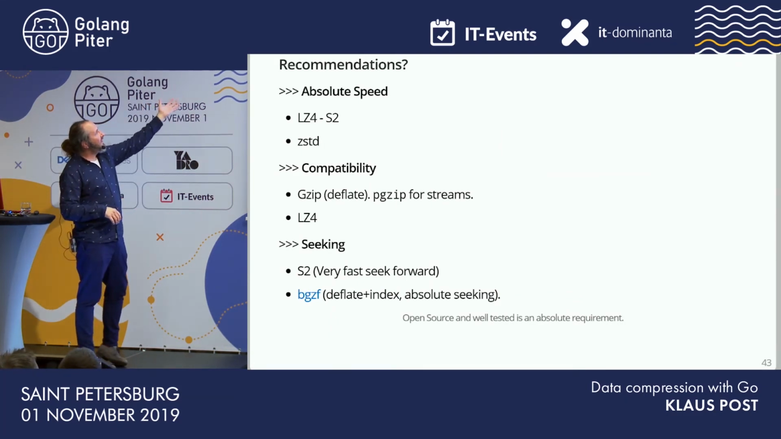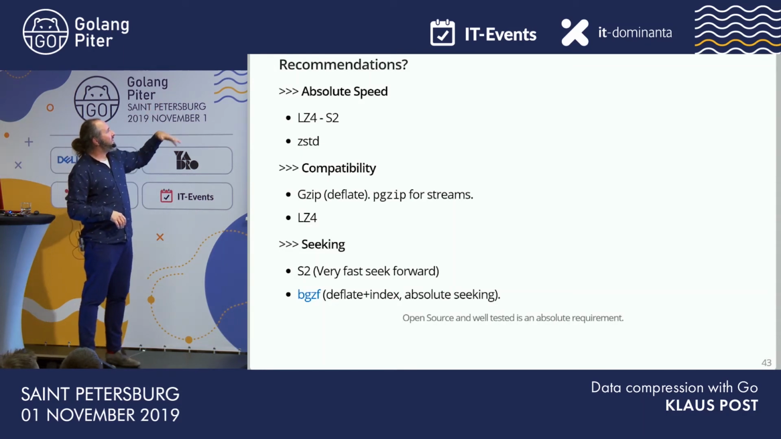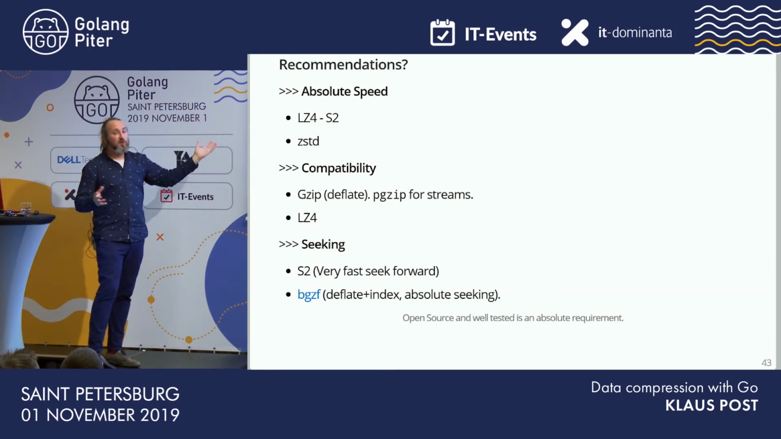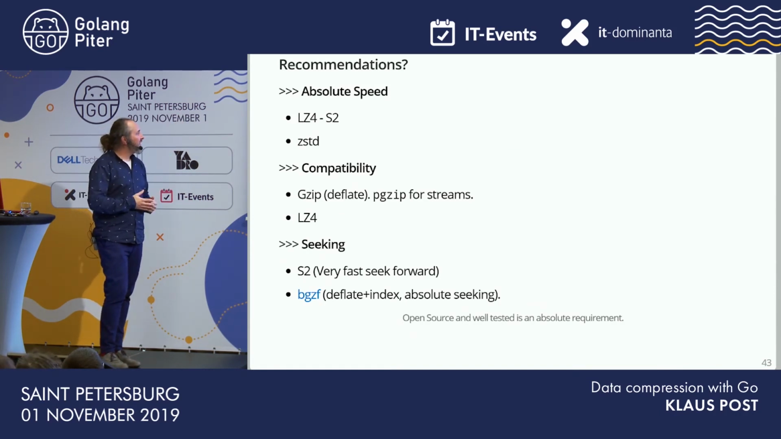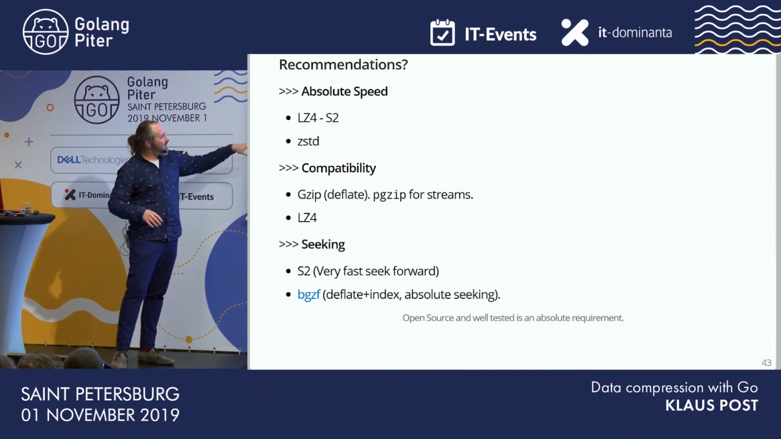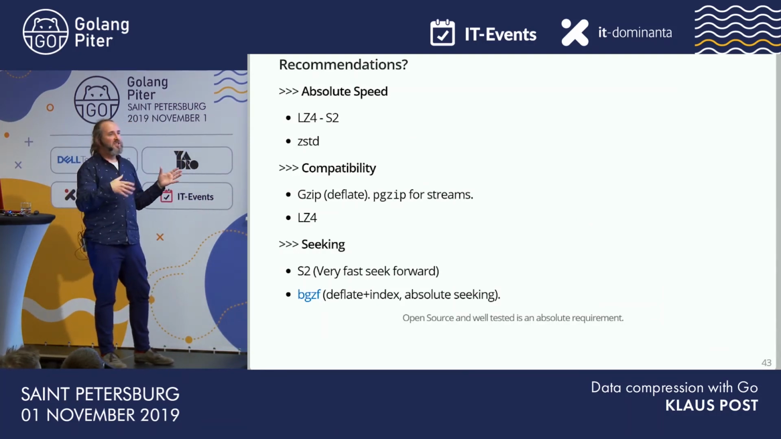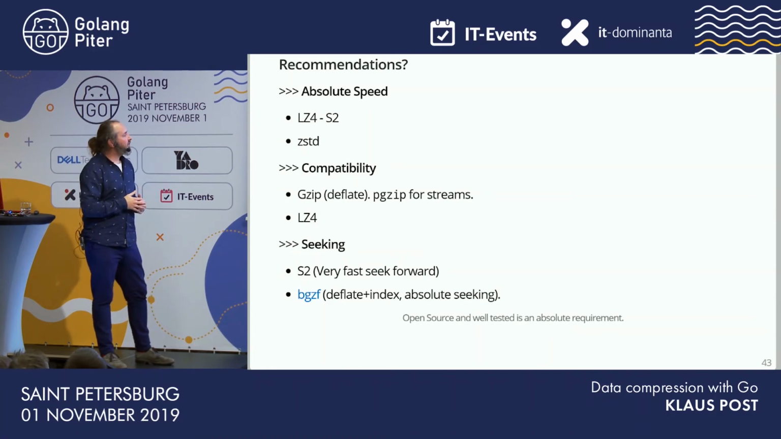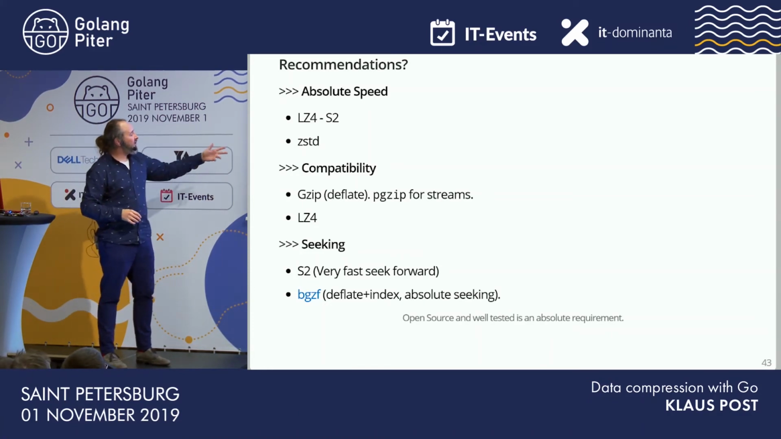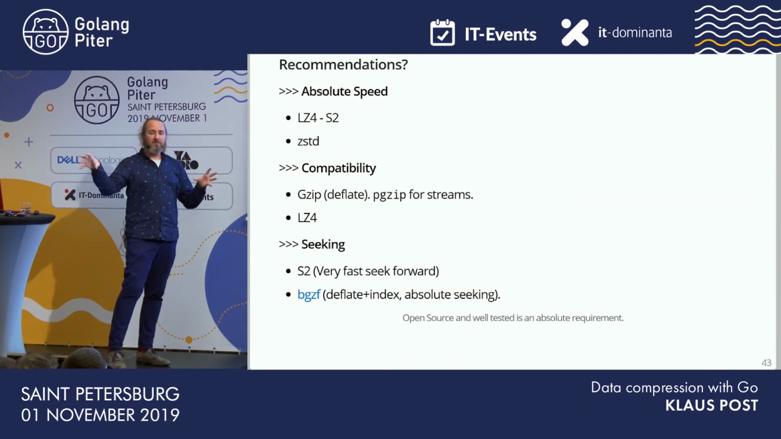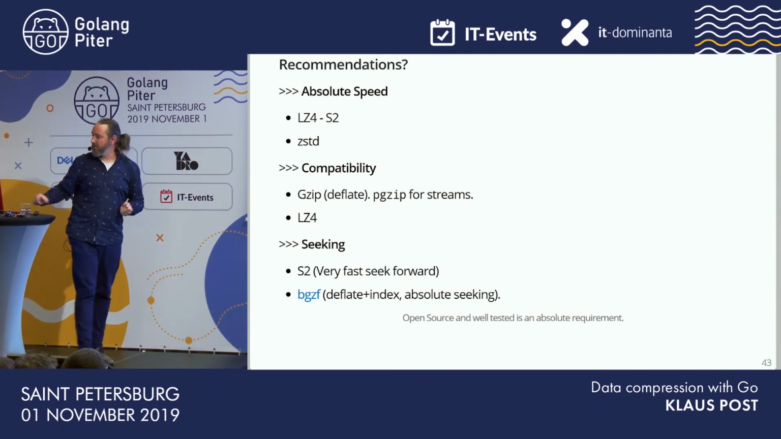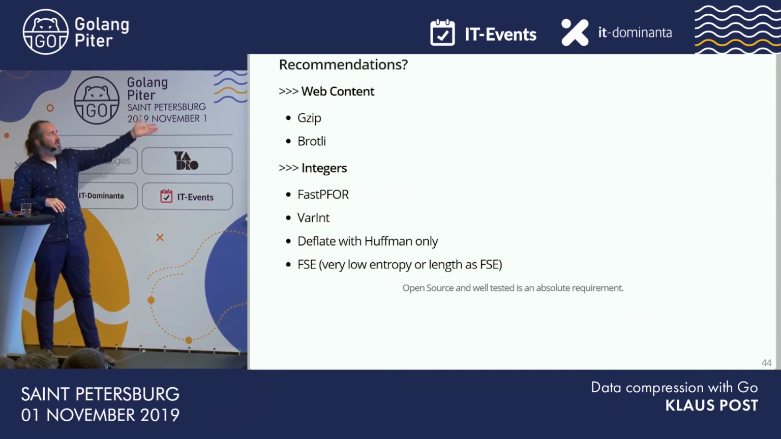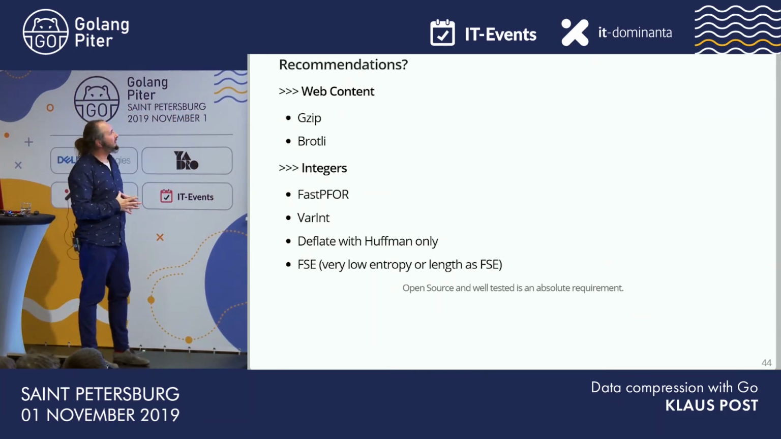So for absolute speed, LZ4, S2, Zstandard. For compatibility, gzip, of course, it's everywhere, right? LZ4 is also quite well used. If you want to be able to seek in your input, you have S2, which doesn't have to decompress for you to skip forward. That's a plus. But then you also have some indexed formats that require you to be able to seek in the input, so it's placed on a file system, something like that. Web content, well, that's because that's what the browsers support.